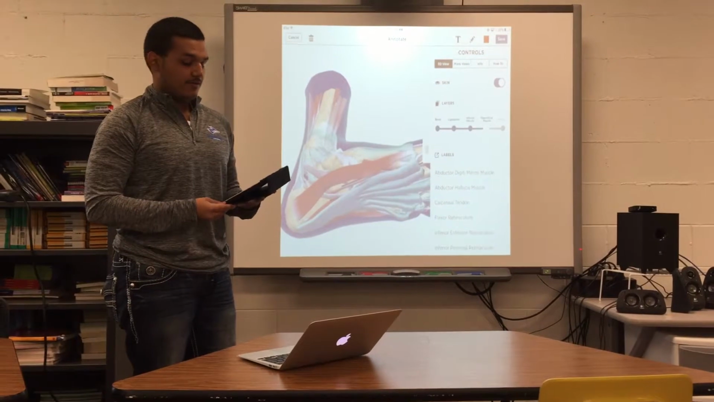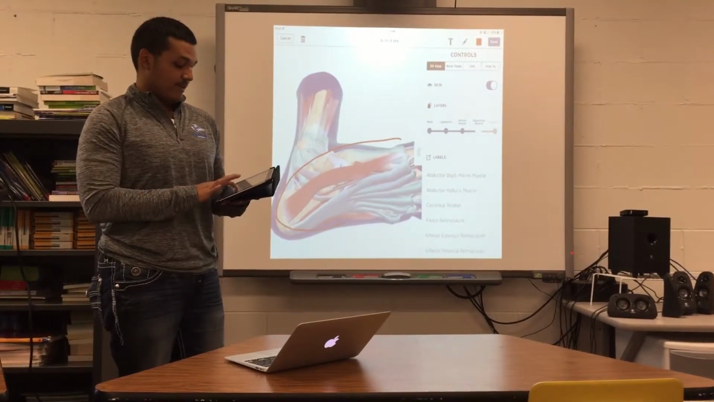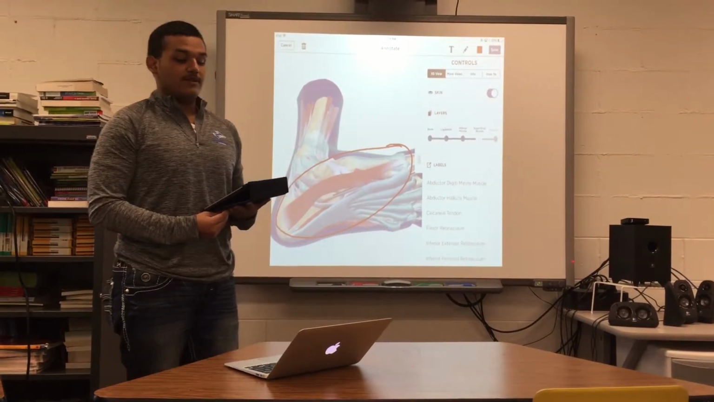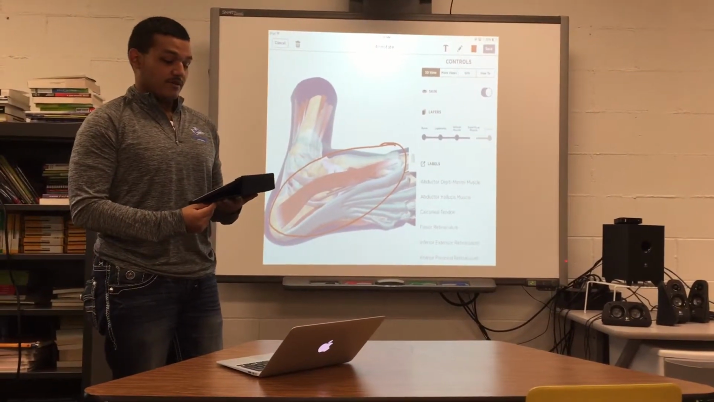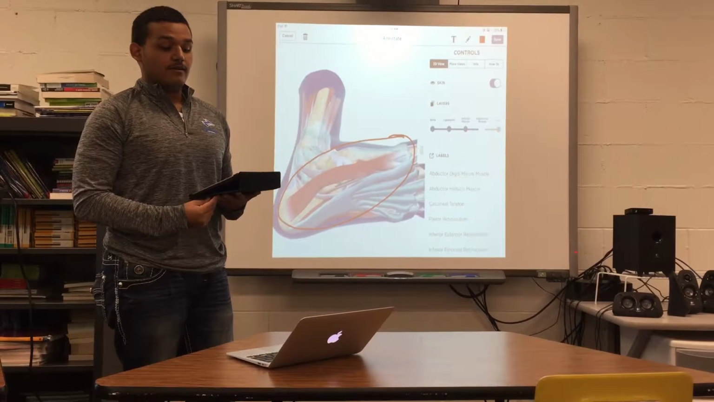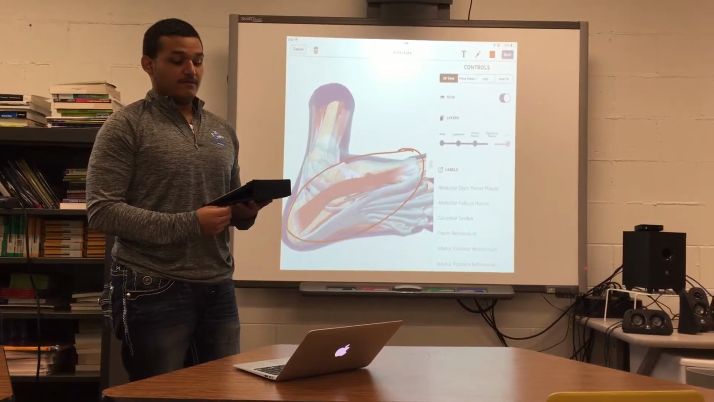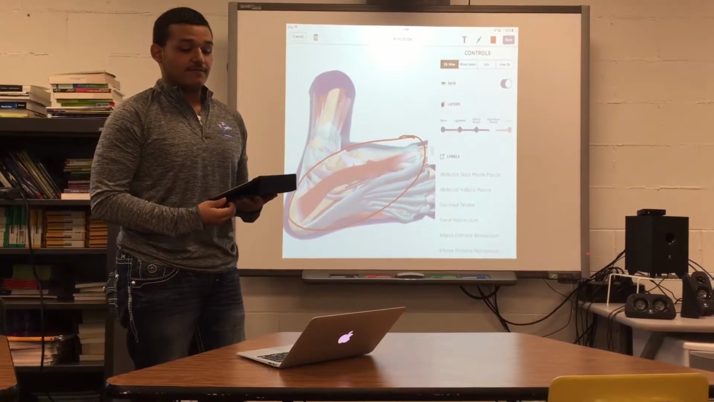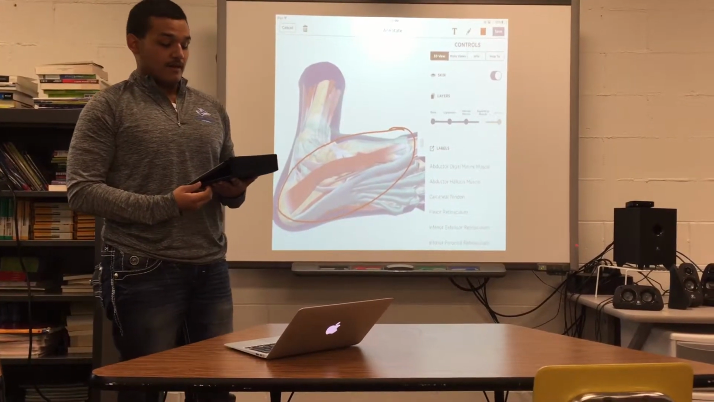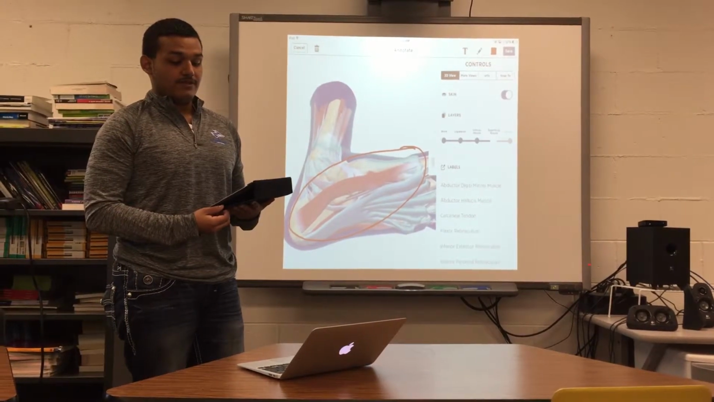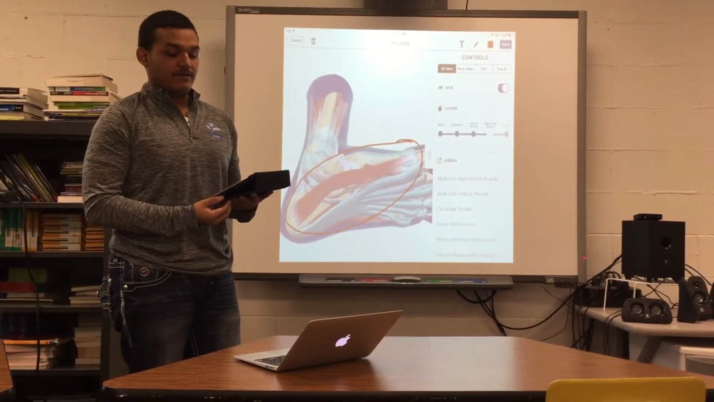Finally, the flexor hallucis longus. You can find that muscle right here. The origin is the posterior surface of the distal two-thirds of the fibula, and its insertion is the base of the distal phalanx of the great toe. Its action is it flexes the interphalangeal joint and assists the flexion of the metatarsophalangeal joint and the plantar flexion of the ankle joint.